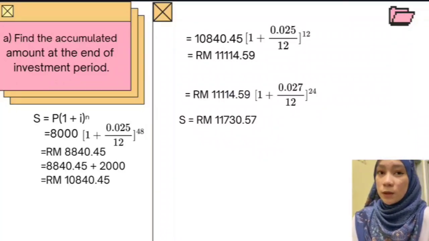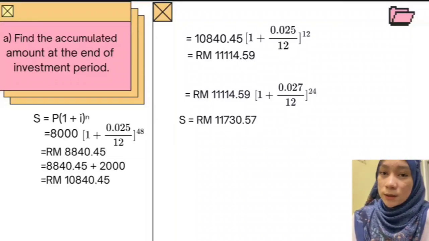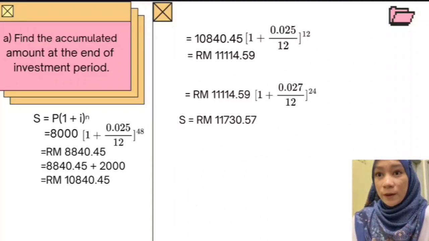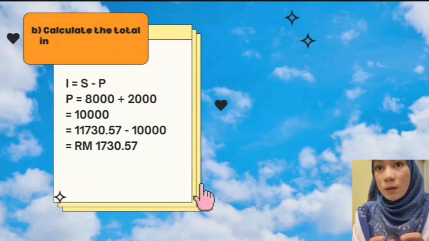Then 10,840.45 multiplied by 1 plus 0.025 divided by 12 to the power of 12. Then the answer is 11,140. Then the answer is multiplied by 1 plus 0.025 divided by 12 to the power of 24. The final answer is 11,730.57.